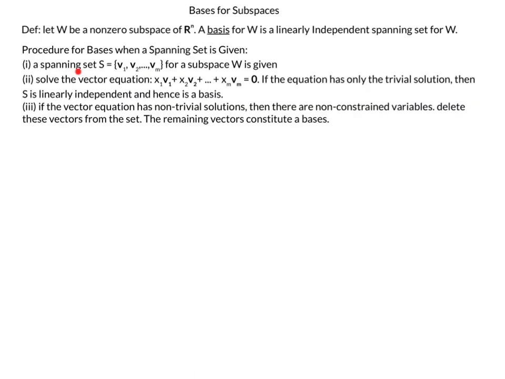So summarizing what we just did, if this helps you. I actually don't really use this, I just remember the definition. But if you're given a spanning set, you can find a basis. So, one, we're given a spanning set v1 through vm. We solve the homogeneous vector equation, and if the equation has only the trivial solution, then S is linearly independent, and hence your set of vectors is a basis.